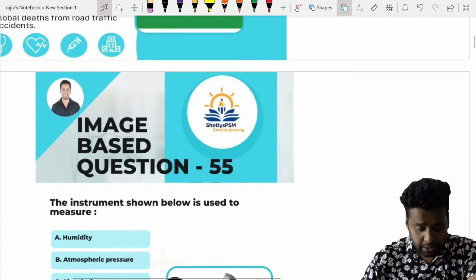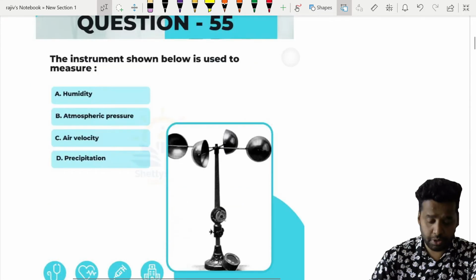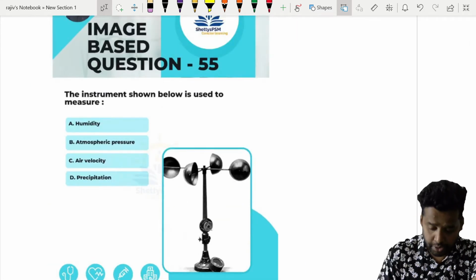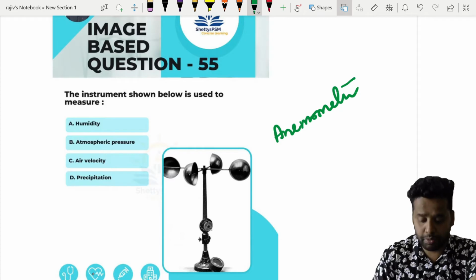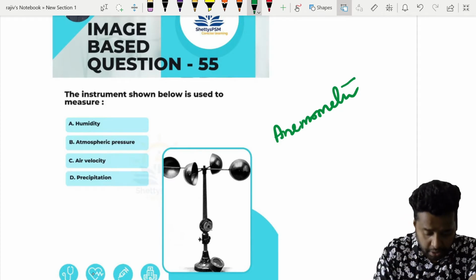So the next question was, what is this instrument that is being shown? It is an anemometer. What is the use of an anemometer? To check the air velocity. Option C is the answer. Anemometer is used to check air velocity.